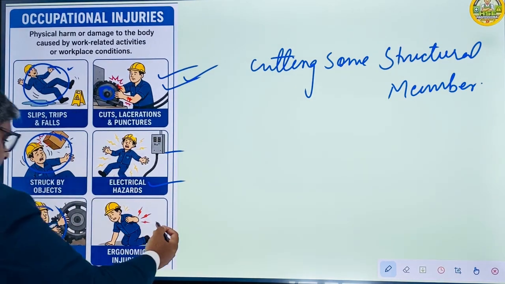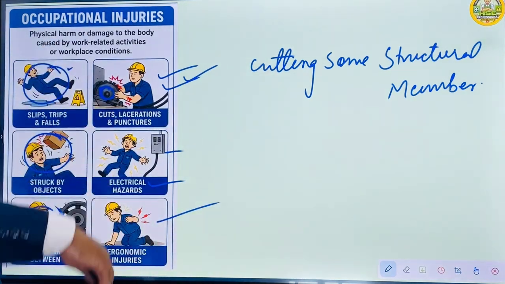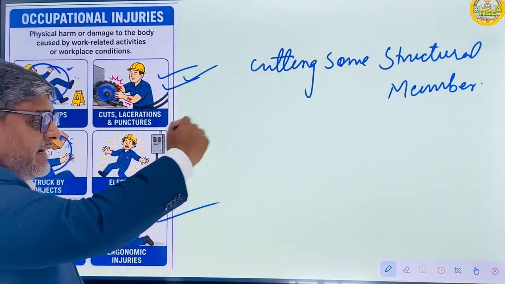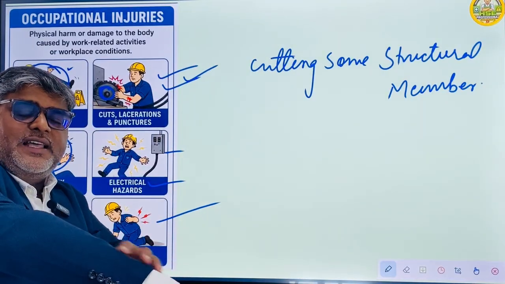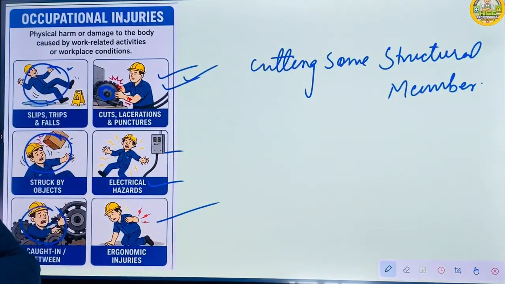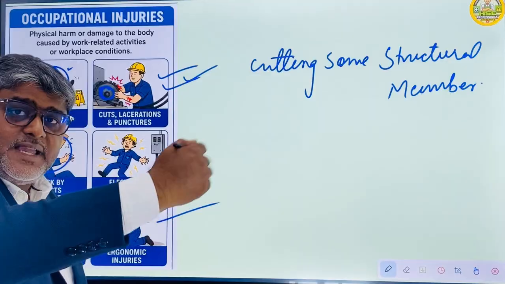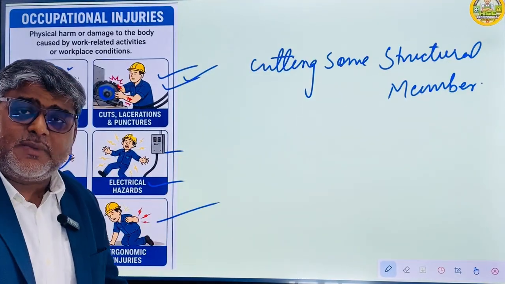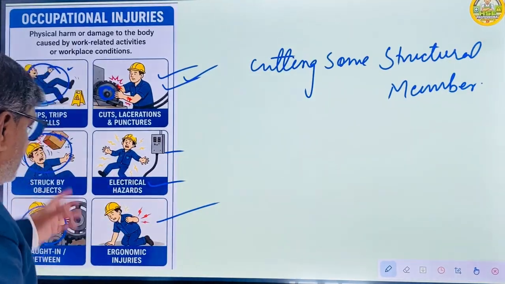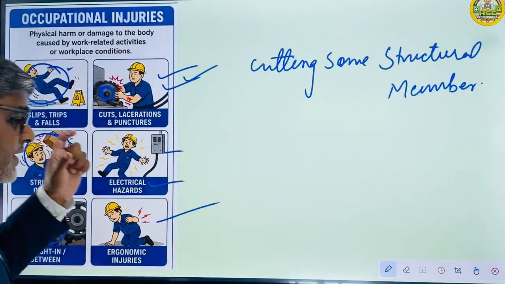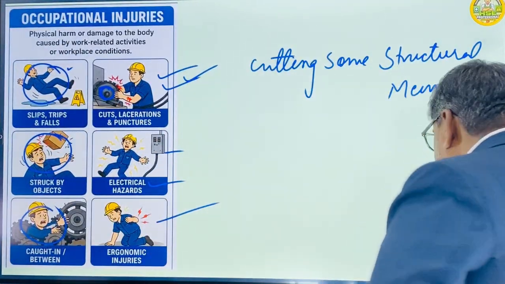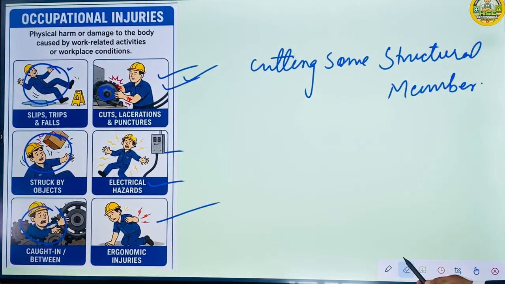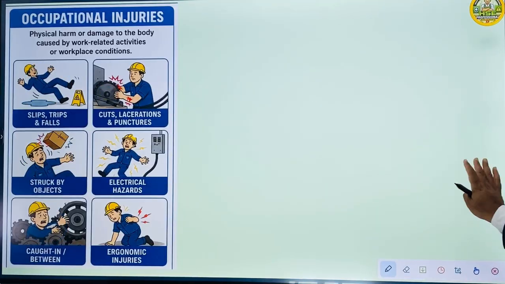Even ergonomics. Okay, suppose I am raising my hand frequently, and I am teaching, writing on the board, so I will feel pain and numbness frequently in my hand because of my activity. So I am doing some profession. This is my occupation. Okay, so this is called occupational injury. Okay, we can go for the next slide.